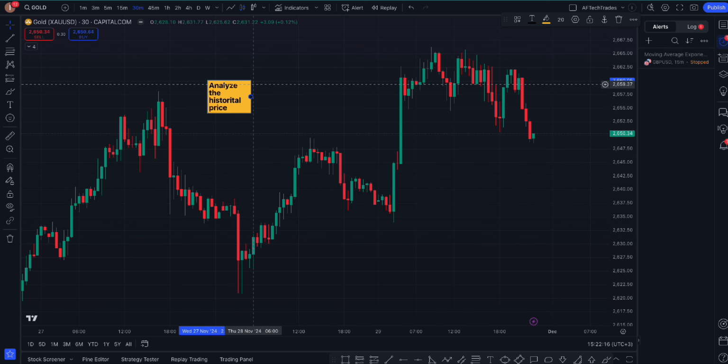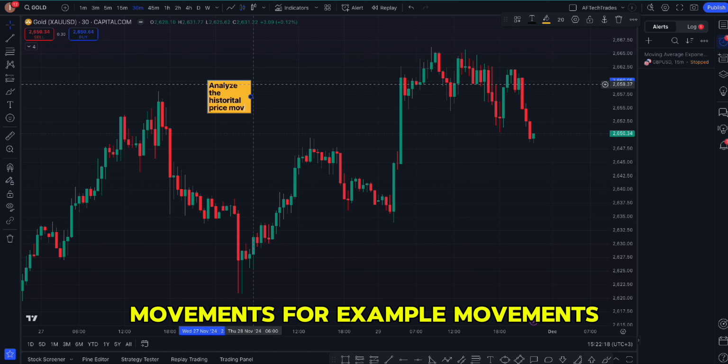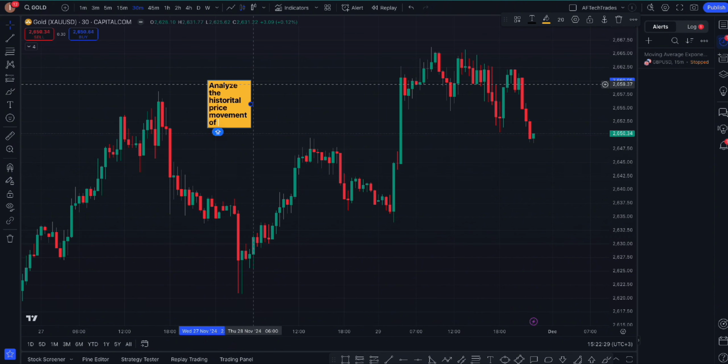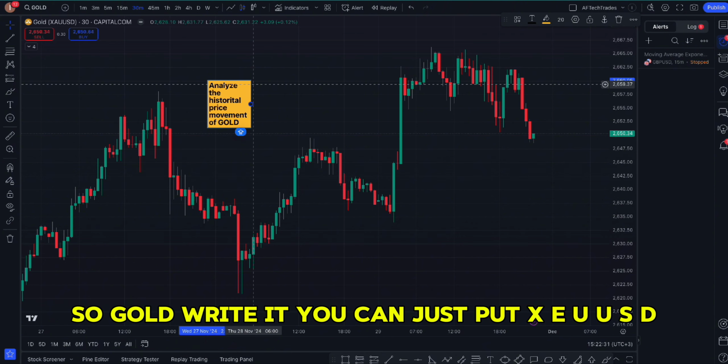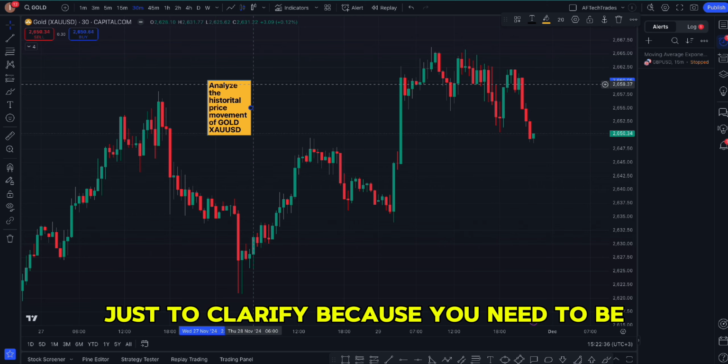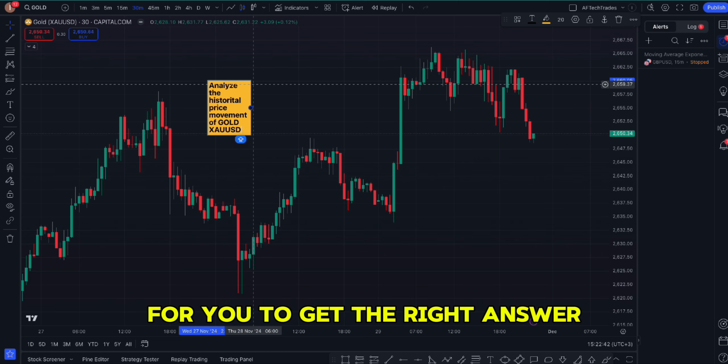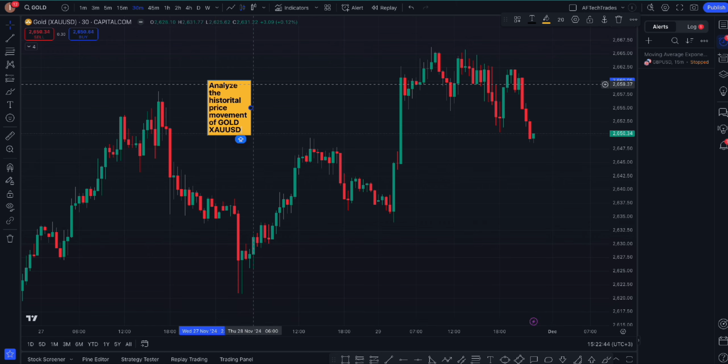Price movements of, currently we are on gold, XAUUSD. So gold, write it. You can just put XAUUSD just to clarify, because you need to be straightforward and clear with your questions for you to get the right answer.